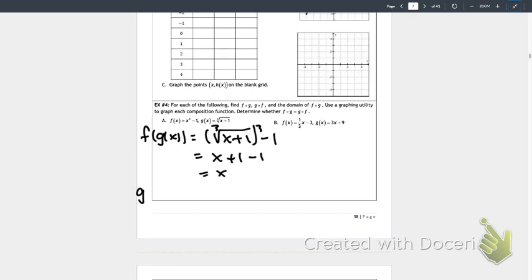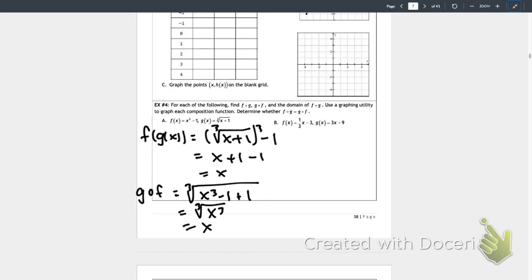And then we're going to do g of f, which means we plug the f function into the g function. So you've got the cube root of, plug in the f of x. So it would be x cubed minus 1 plus 1. So that would be the cube root of x cubed, which is just x.